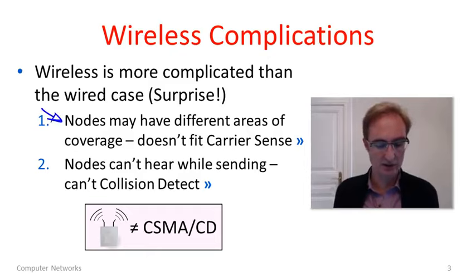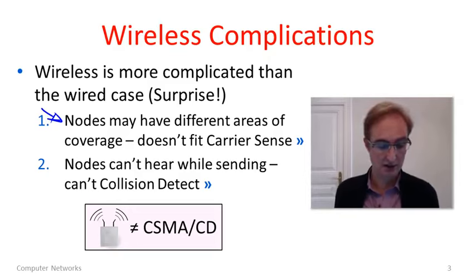One issue is that nodes can have different coverage areas. When you send down a wire, if everyone's attached to the same wire, you expect that everyone on the wire can hear all of the messages. That's not the case with wireless. The nodes might be a fair distance apart, and so they might not be able to hear one another clearly. This will mean that our schemes such as carrier sense don't work very well.